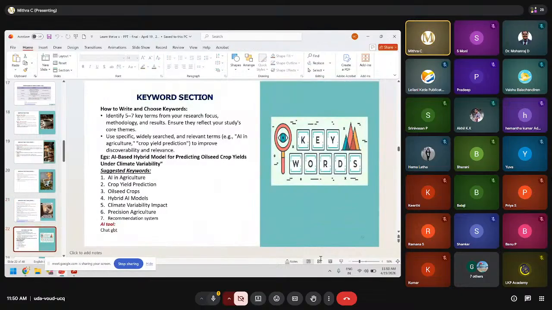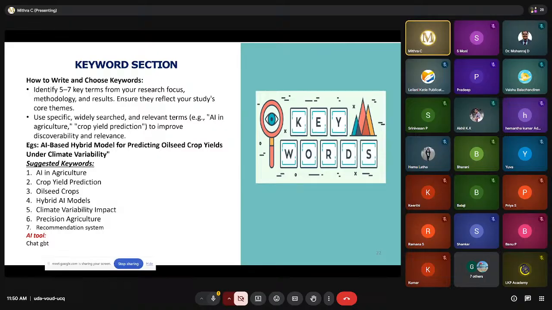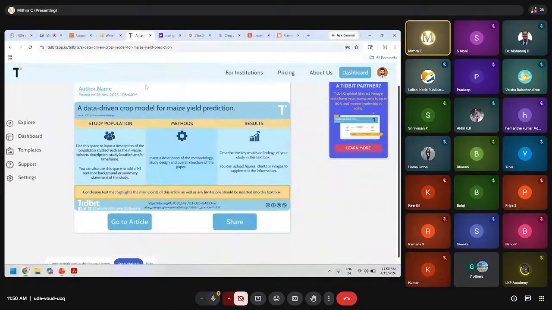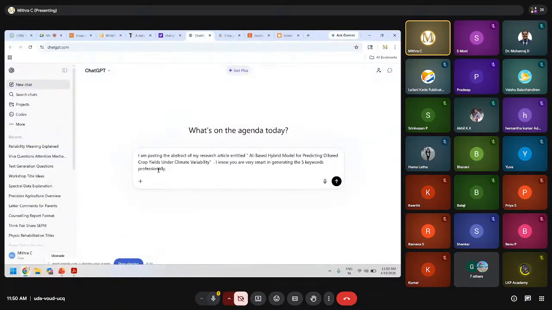Next one is keyword selection. Keyword selection is nothing but identifying and choosing the keywords. Five to seven keywords are always necessary, but five is the default that we will be choosing. For example, I have chosen the title AI based hybrid model for predicting oilseed crop yield under climate variability. For this, I have chosen ChatGPT as the best tool. So how to give the prompt? I'm pasting the abstract of my research article entitled with the title. I know you're a very smart machine in generating five keywords professionally.